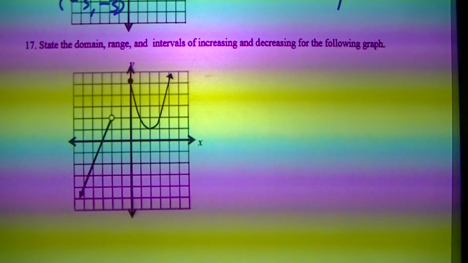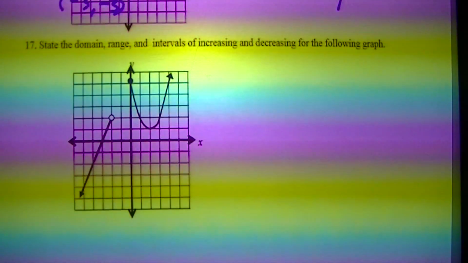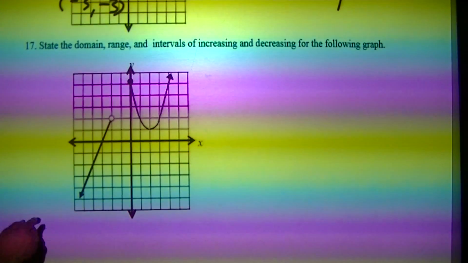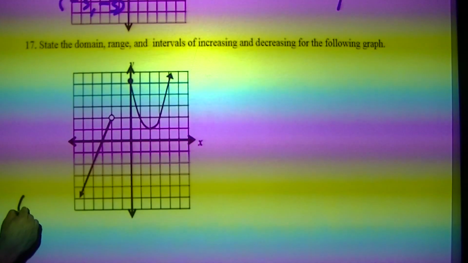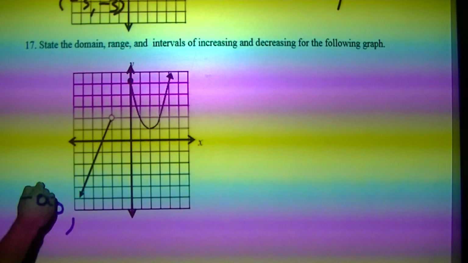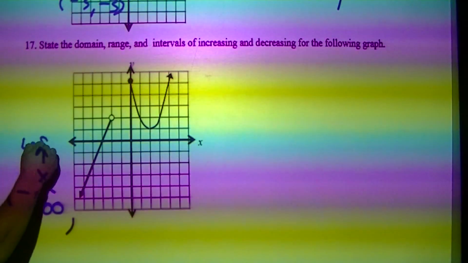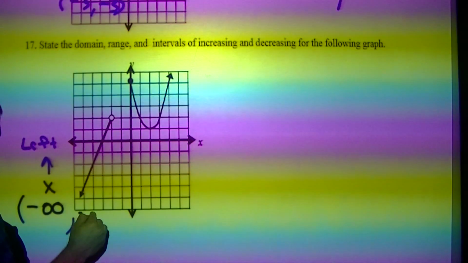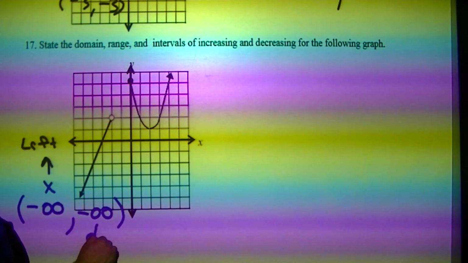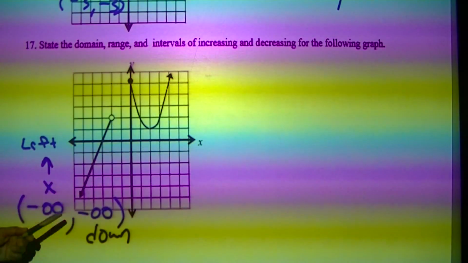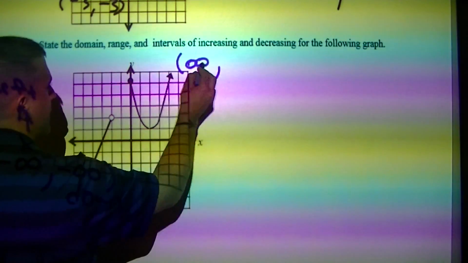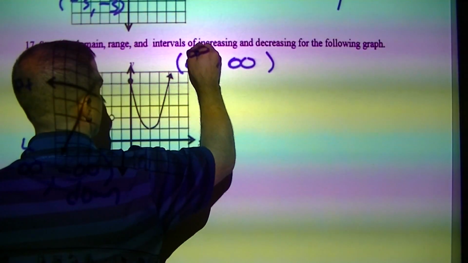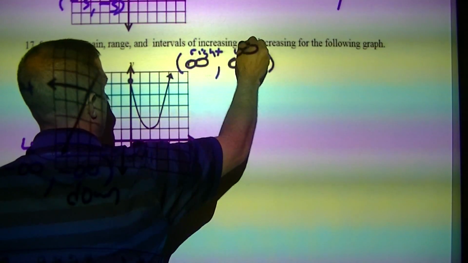State the domain and the intervals where it's increasing and decreasing for the graph. For an arrow here, that's a left arrow. My left arrow is going to be -infinity, because that's the left side. This is going to be -infinity because it's going down. Also staying with that, the right arrow is going to be positive infinity and it's going up. So right and up. It's very similar to everything else there.